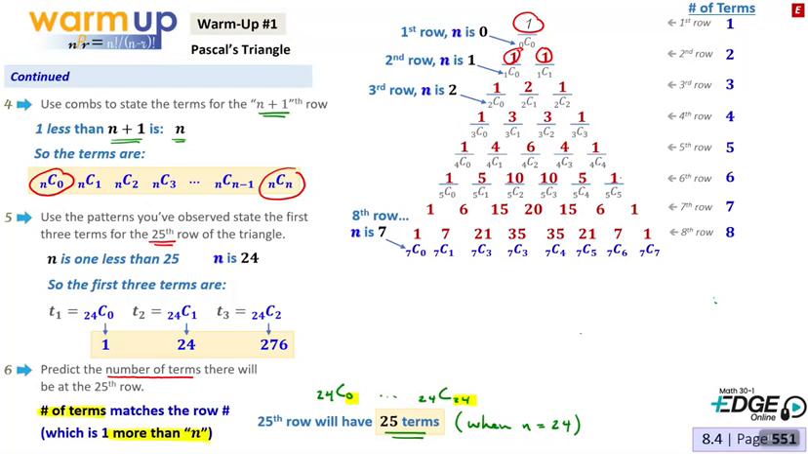But I find that often later we're talking less about the row number and more about the n value. So connect the number of terms to being one more than the n value. Great, and that's how you build Pascal's triangle.